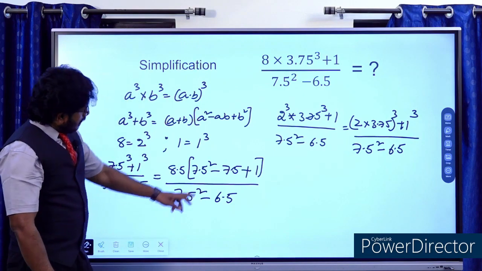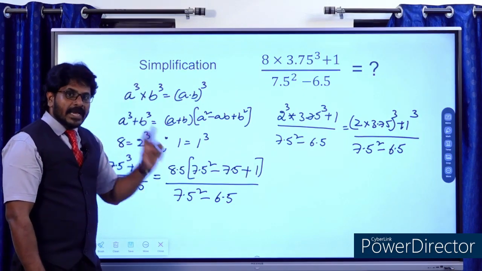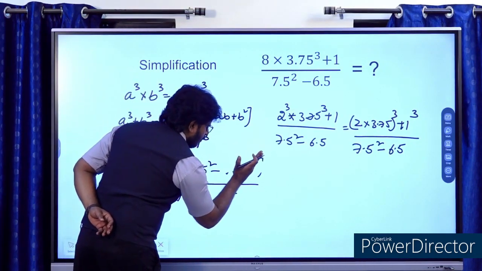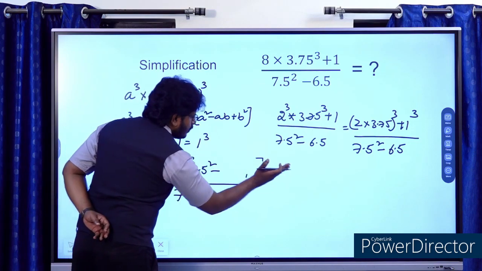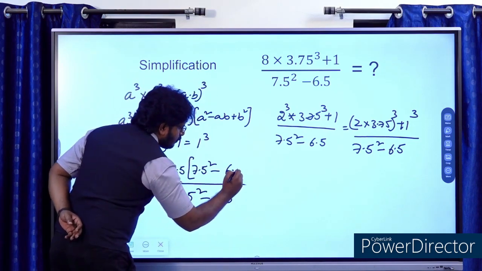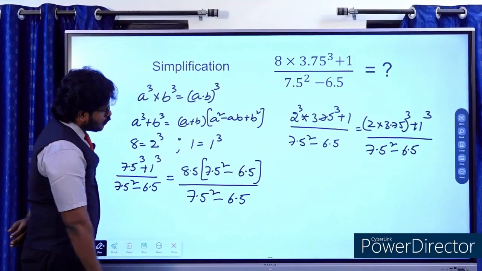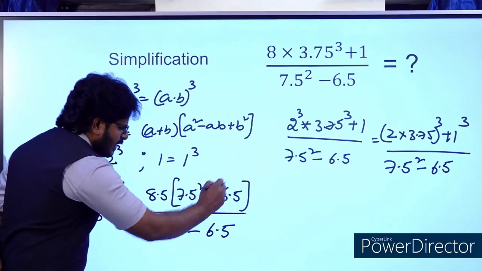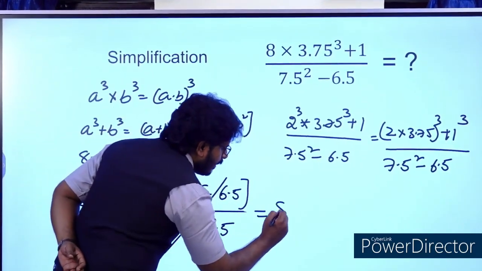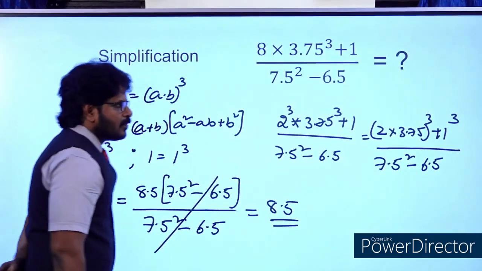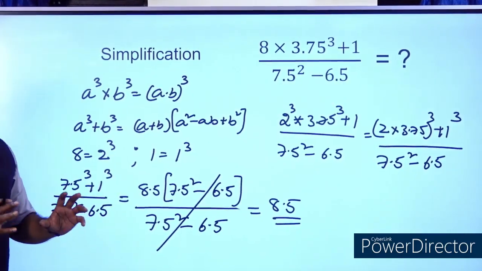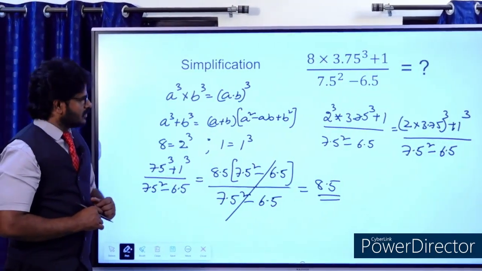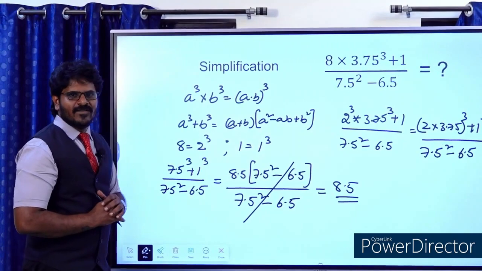Right. So here look, minus 7.5 plus 1. Minus 7.5 plus 1, we can write this as minus 6.5. Right, sir? Minus 7.5 plus 1 we can write as minus 6.5. So this we can replace with minus 6.5. So 7.5 square minus 6.5, 7.5 square minus 6.5 are similar and get cancelled, and we are left with 8.5. That is your answer. So by using known things, we are solving easily. It will take maximum 30 to 45 seconds to solve the question. So your answer is 8.5.